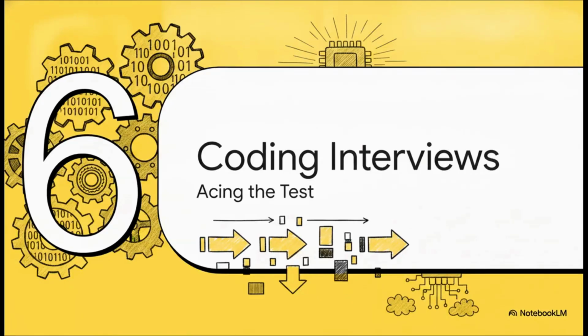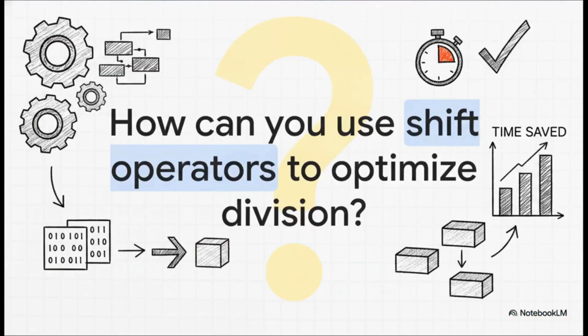Finally, section 6, acing your coding interviews. Understanding these precise outputs, knowing exactly how bits drop off and how integer floor values are calculated, is absolutely vital for competitive programming and technical interviews. When an interviewer asks you to optimize a mathematical function, utilizing shift operators instead of standard arithmetic really demonstrates a deep foundational understanding of how C++ handles data in memory.